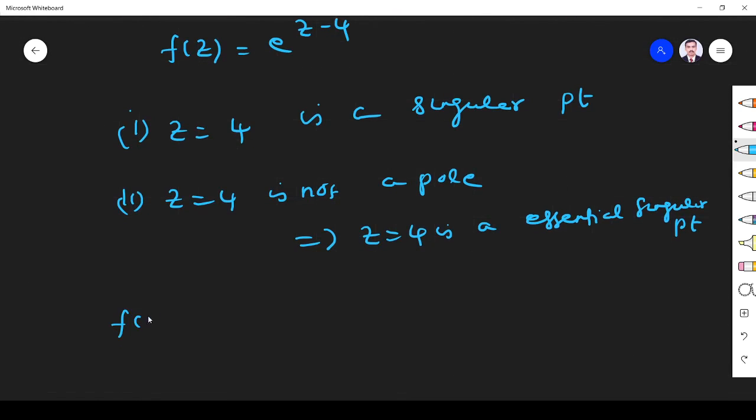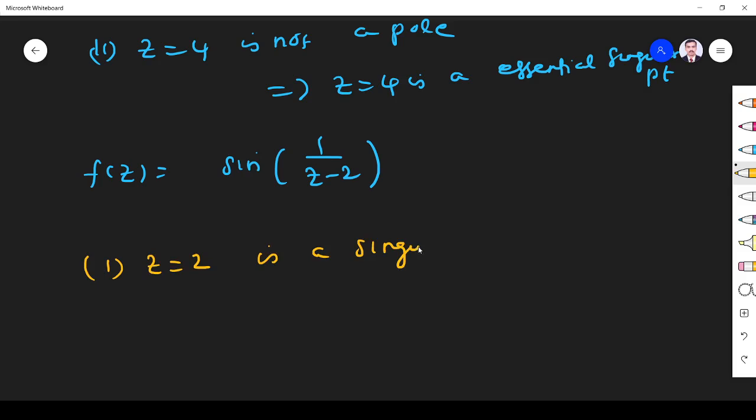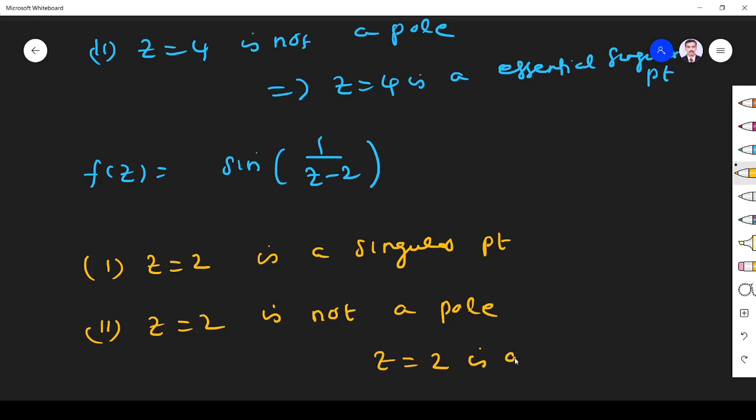Similarly, another example, f of z is equal to sine of 1 by z minus 2. Right? Let us take this example. You see, first condition, find the singular point. z is equal to 2 is a singular point because when z is equal to 2, sine 1 by 0, sine infinity, singular point. And second condition, z is equal to 2 is not a pole. It is not bothered about the denominator variable. It is not a pole. So z is equal to 2 is an essential singularity.